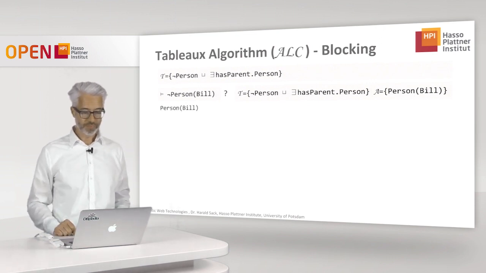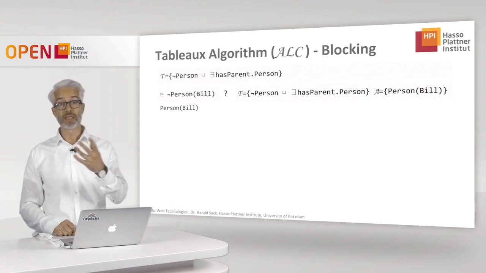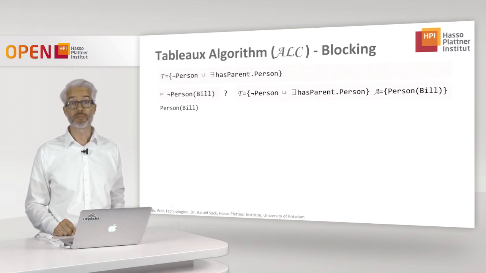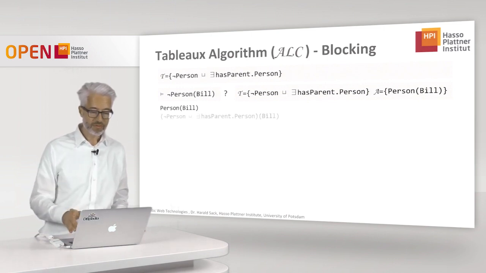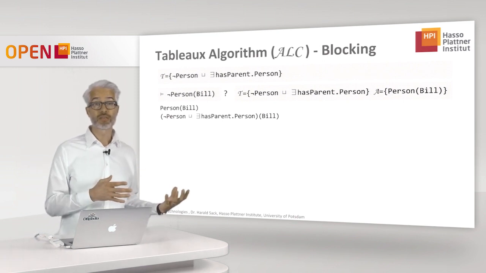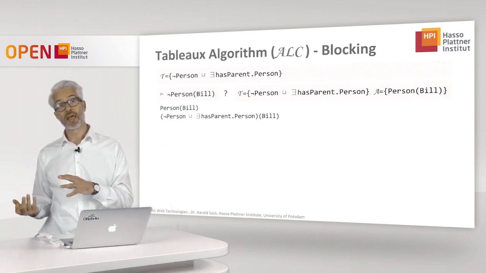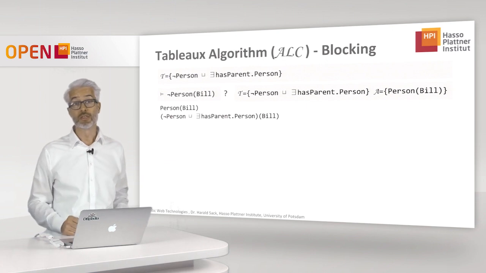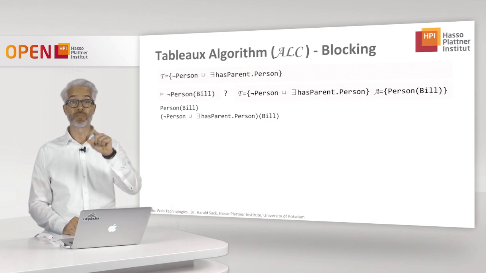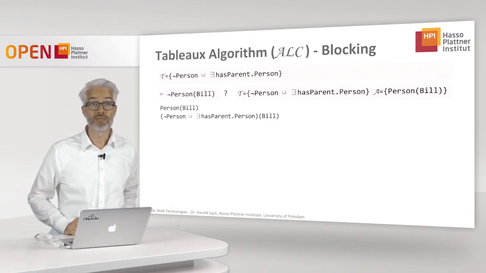So let's do that. First of all, we can put in the Tableau what we have in the A-box, and here we can say Bill is a person. Next thing we can do, we can apply or instantiate the fact we have in the T-box also with the individual we have in the A-box, because it should also hold for this individual. So we instantiate the T-box fact simply with our individual Bill.